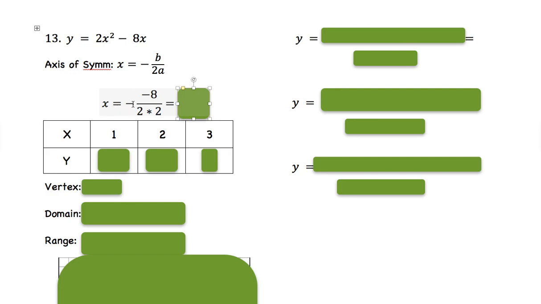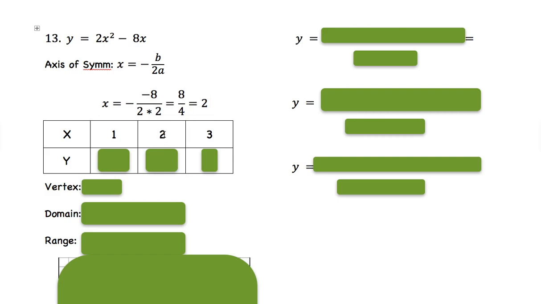But we also have this negative up here, out front. So negative times a negative ends up being a positive. We end up having positive 8 divided by 4, and 8 divided by 4 is just 2. So our axis of symmetry is just x equals 2.